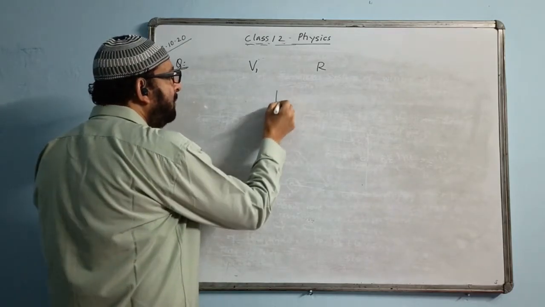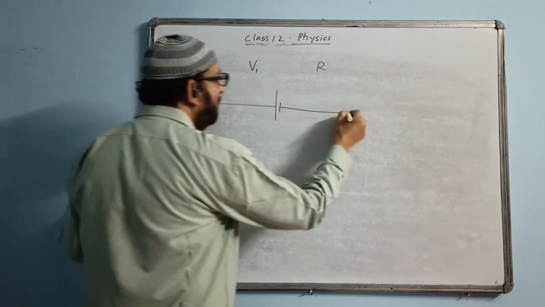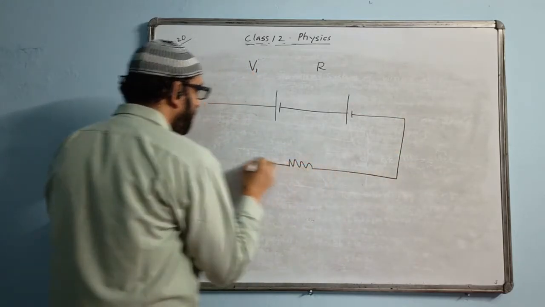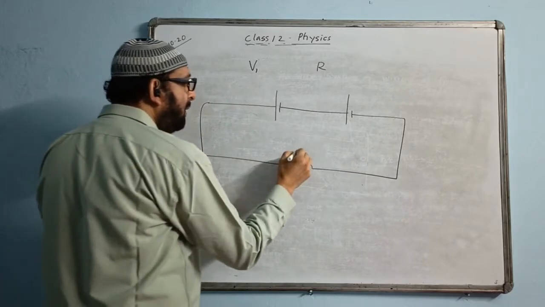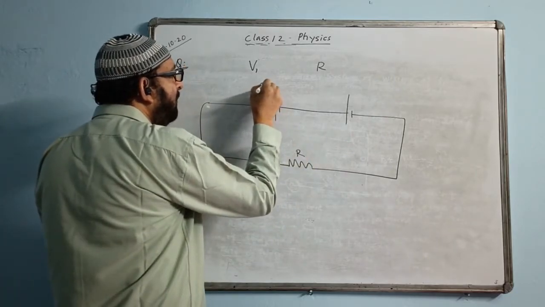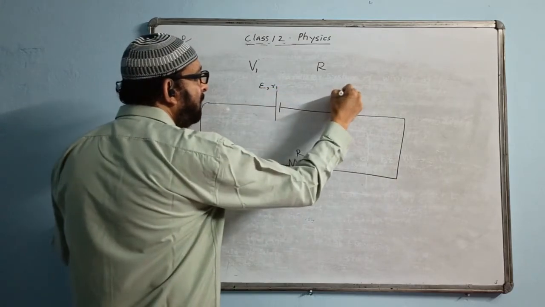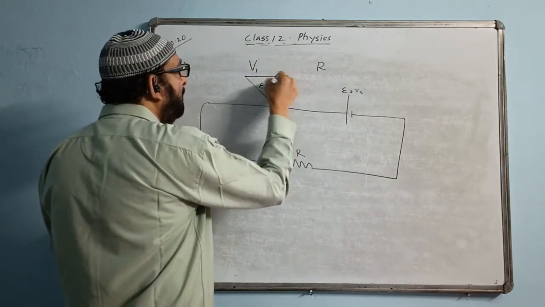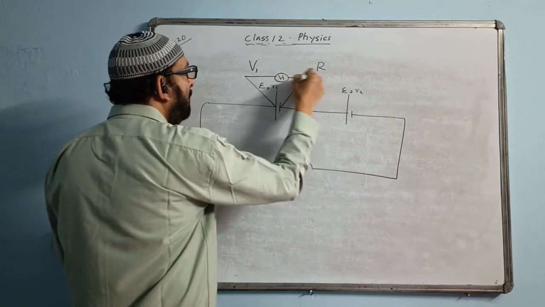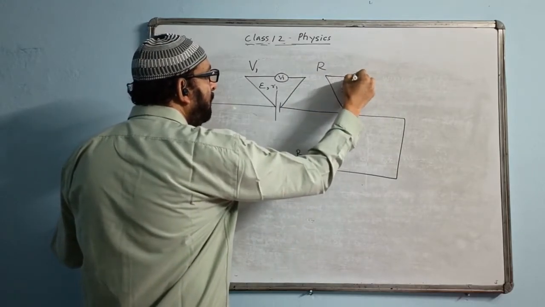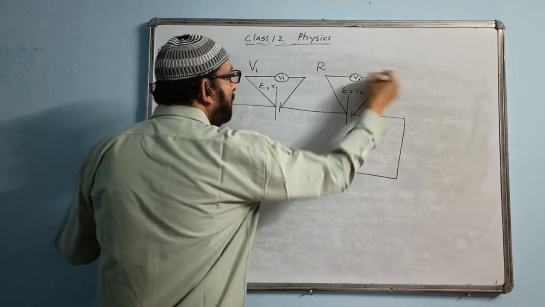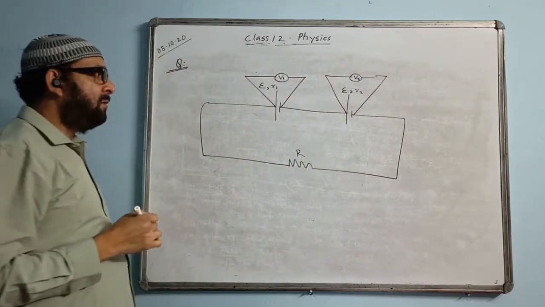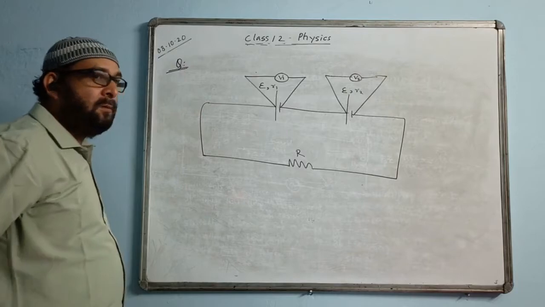And they had given a circuit like this. This is one year ISC question. They had given EMF E and internal resistance R1. Here it was E and internal resistance R2. And the voltmeter was given here like this. This is V1. This is V2. This was the circuit given in the question.